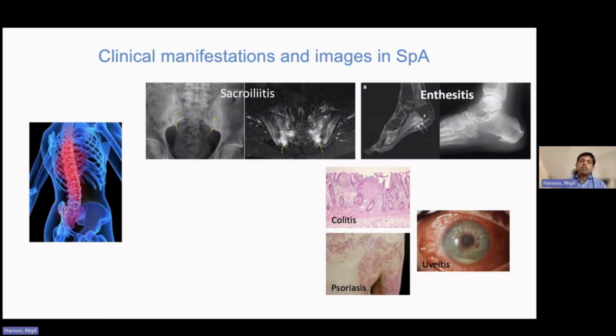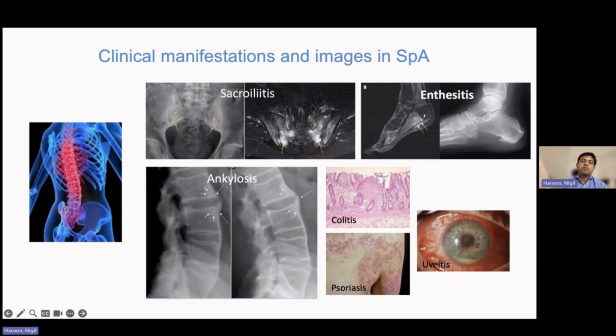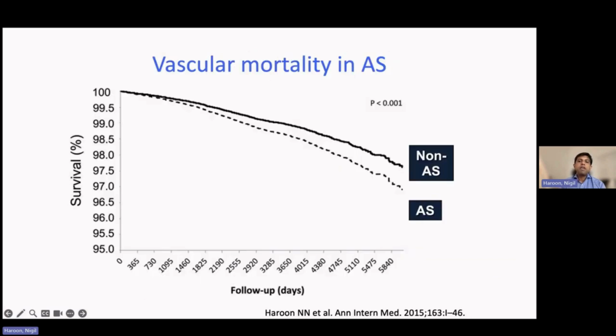But the dreaded long-term complication for most people is the spinal fusion, leading on to bamboo spine and stooped posture. Okay. Long-term complications are not just restricted to the spine. There is increased vascular mortality.